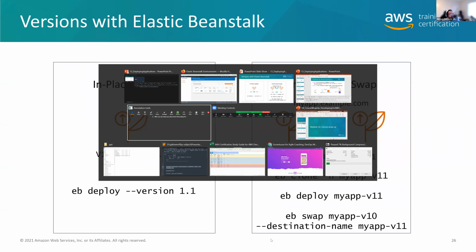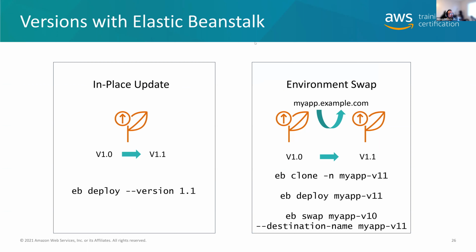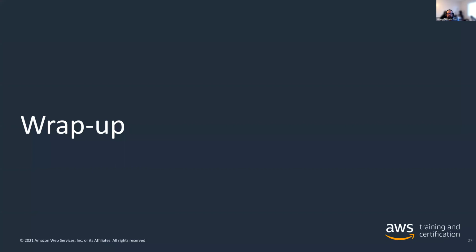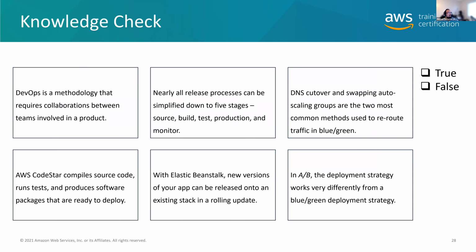Questions about Beanstalk? Okay. Knowledge check. DevOps is a methodology that requires collaboration between all the teams involved in a product. True or false? Yeah, it's true. DevOps asks that everybody collaborates on the same goal, delivering software.